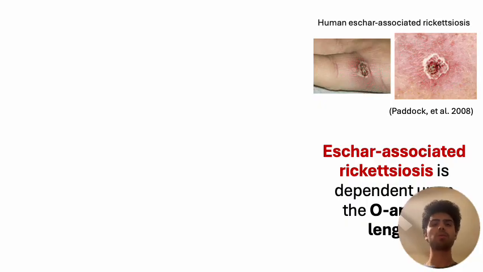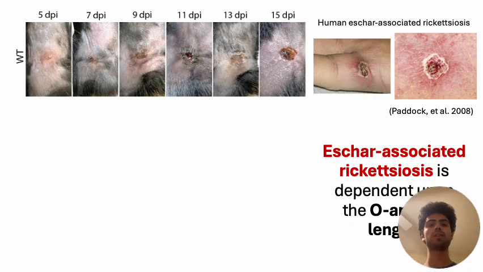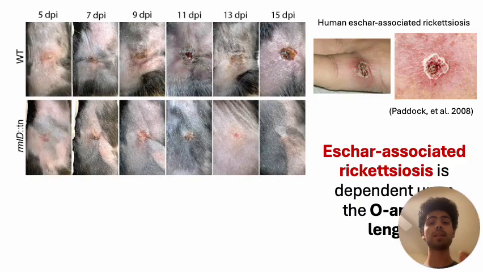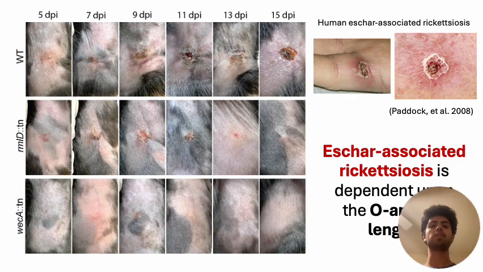Using our mouse models that capture this human disease manifestation, I found that our O antigen deficient mutants elicited less severe and unsustained eschars, or for the mutants without any O antigen, could not elicit this disease manifestation almost at all. Here, we made the remarkable discovery that eschar-associated rickettsiosis is dependent upon the length of the O antigen.